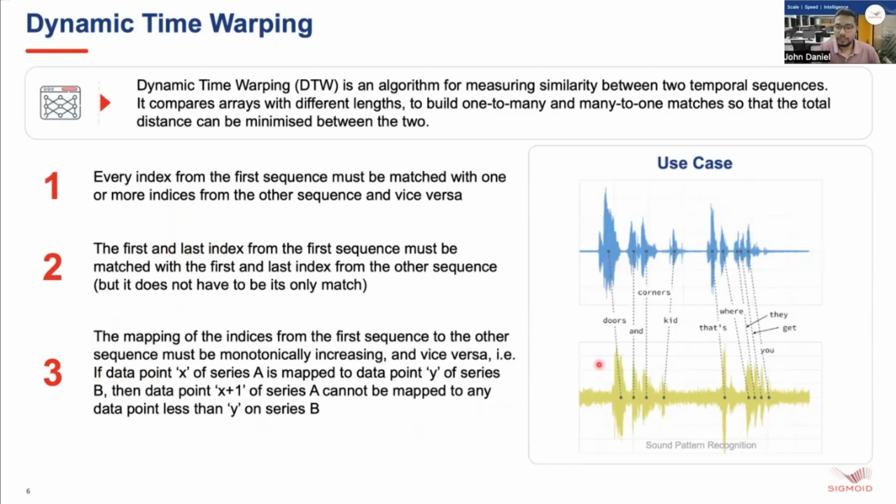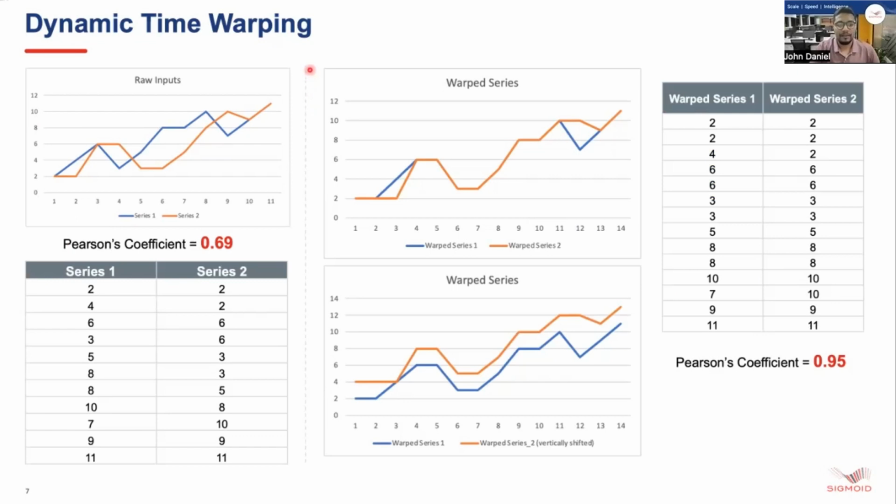Here, the two plots which you see are basically a sentence spoken by the same person with different speed, and that's why the spread of different words is a bit different in the two graphs. But with DTW, we are able to match this properly. Here's a demo example of dynamic time warping.